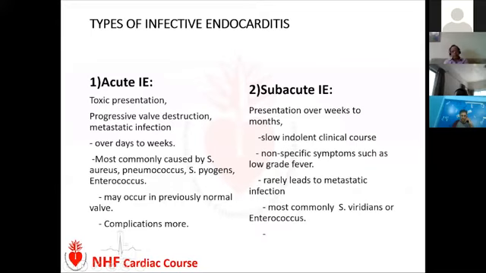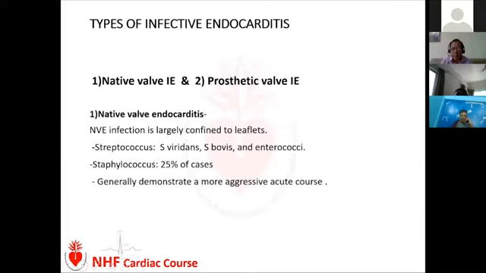It can occur in previously normal heart, having much more complication. On the other hand, less invasive and less aggressive subacute form presents over weeks to months. It shows slow indolent clinical course, having non-specific symptoms. It rarely leads to metastatic infection, most commonly caused by Streptococcus viridans or Enterococcus. Depending on the valve type, it can be native valve endocarditis and prosthetic valve endocarditis.